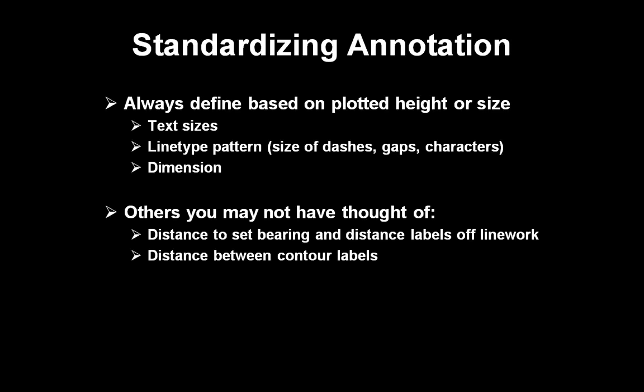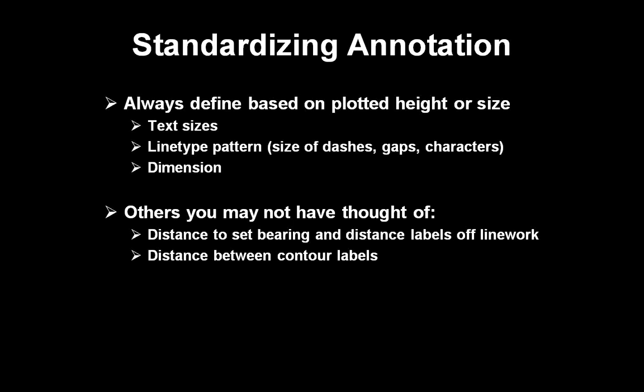So there's a couple other things you may not think of immediately when you are trying to standardize your annotation, that if you are the one developing a CAD standard, you may want to include. You may want to specify how far off of each line your bearing and distance should sit. So like that dimension object, we can make changes on how far your bearings and distances sit off of a line. The distance between contour labels.